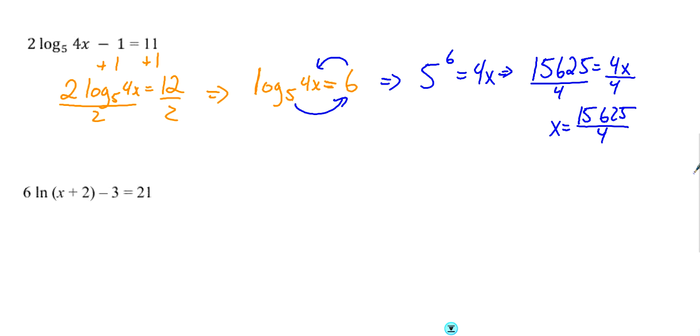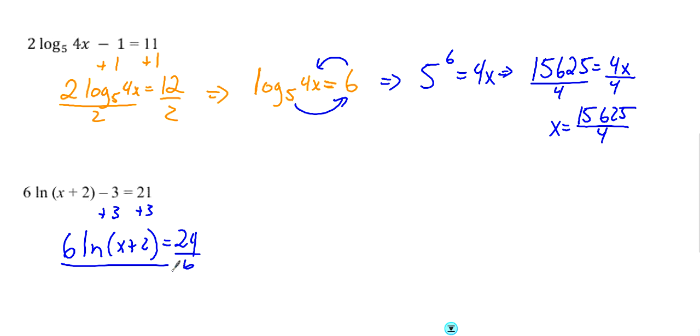Okay, we're going to work this one the same way. We've got to get x by itself. So we're going to add 3 to both sides. So we get 6 ln of (x plus 2) equals 24. Divide both by 6, which gives me the natural log of (x plus 2) equals 4.